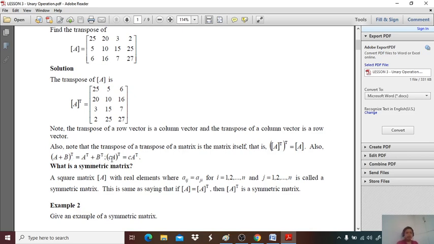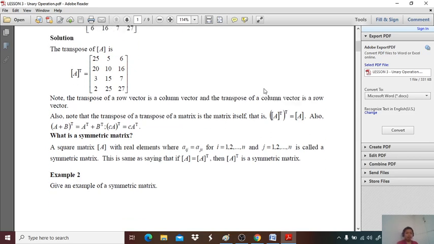Then we have a common factor C. When the matrix is multiplied by a common factor and then we transpose it, it is the same as when we first transpose and then multiply by the common factor. So that is the transpose of the matrix.